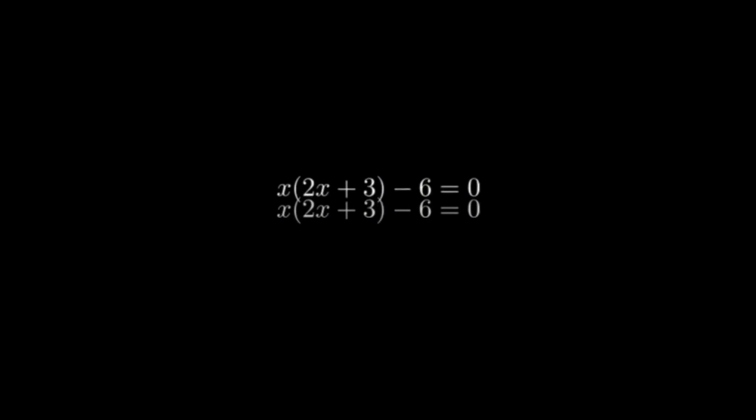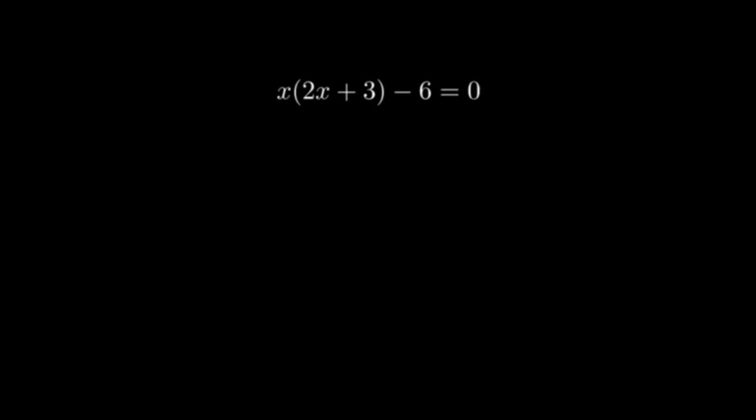Let's move our original equation to the top, so we have room to work through the expansion step by step. To expand this expression, we need to apply the distributive property. This means multiplying x by each term inside the parentheses separately. We'll rewrite it as x times 2x plus x times 3 minus 6 equals 0. Let's look at each multiplication separately.